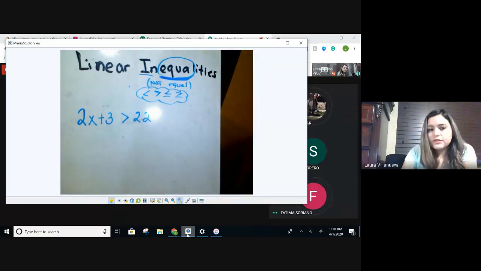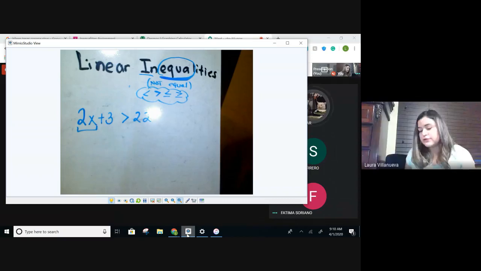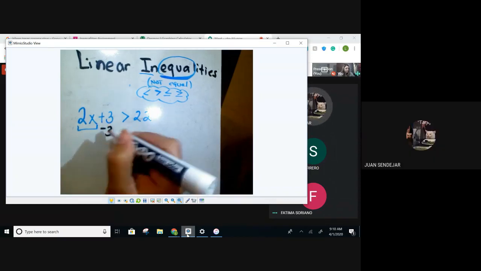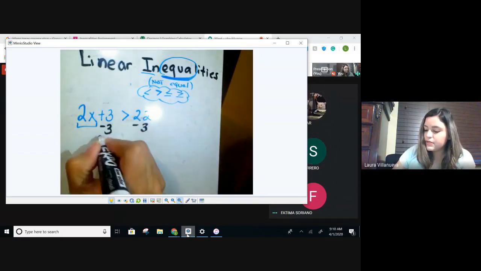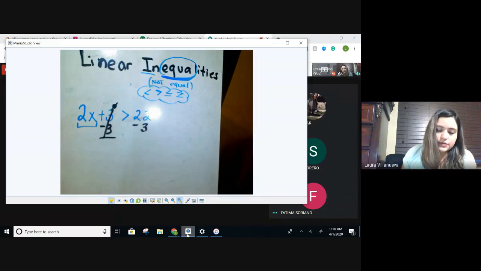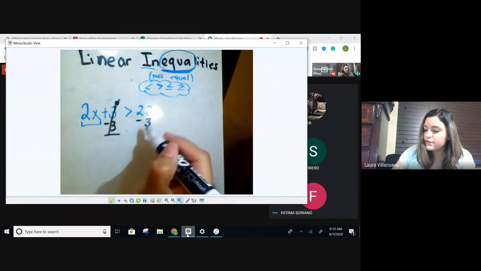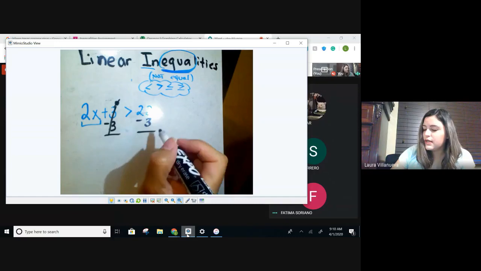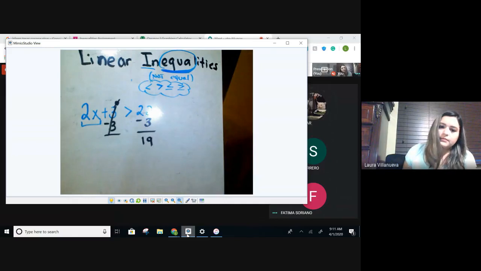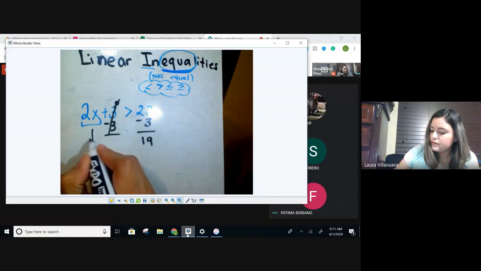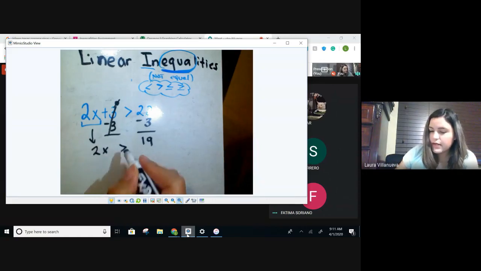you're going to solve it as you would a regular equation. You still have to leave the x by itself. So you're going to move the 3 over. I'm going to do minus 3. Then 3 minus 3 is 0, so that cancels. And then 22 minus 3 is 19. From here, you're going to bring down this one. You're going to have 2x greater than 19.